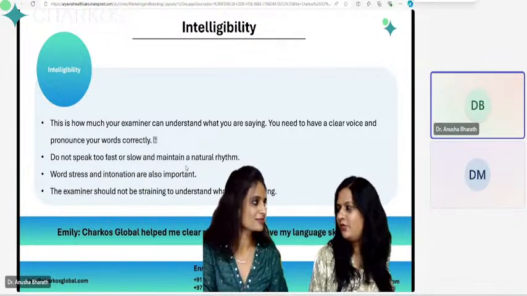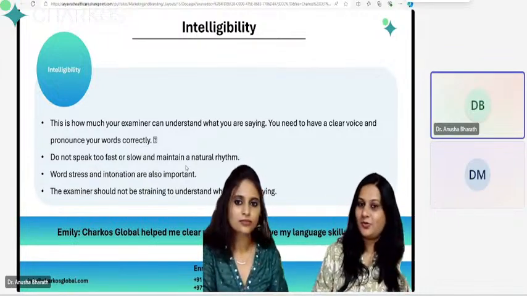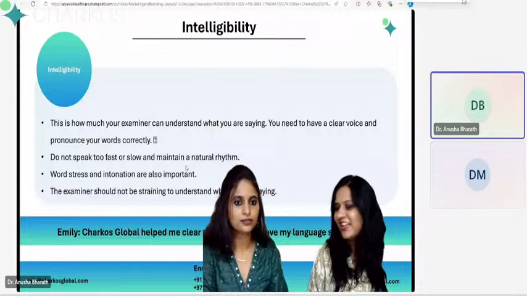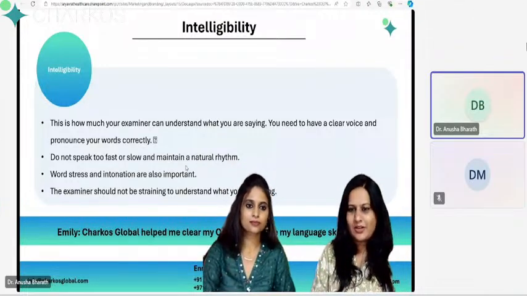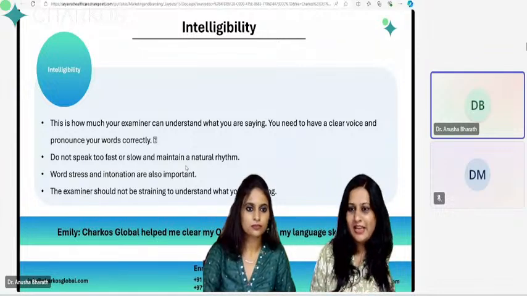So I hope they would now have got an insight into what intelligibility is. To put it in simple words, whatever you're trying to communicate has to be understood by the other person. That's it.